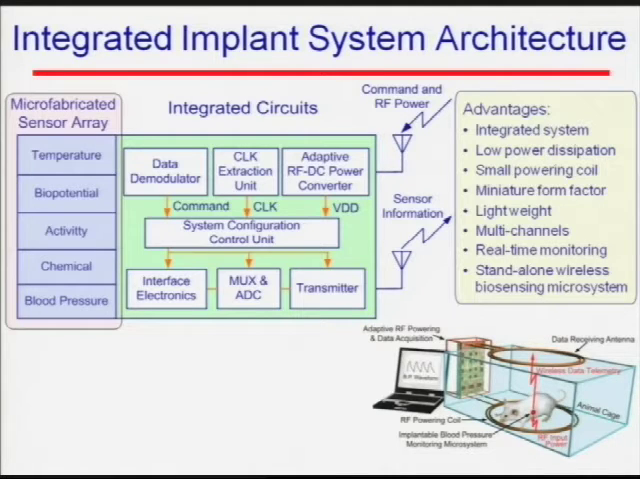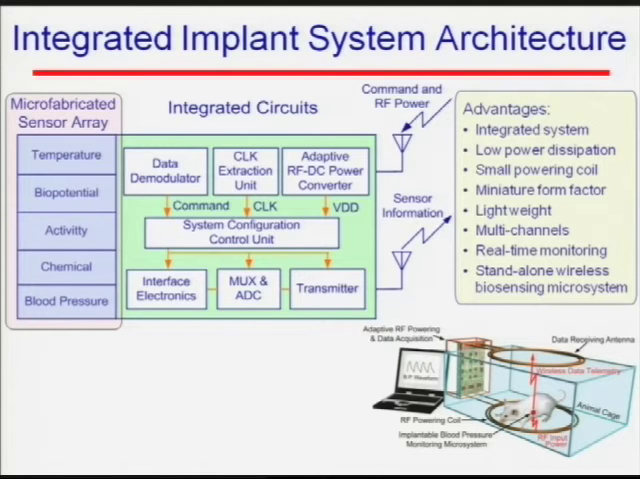On the right-hand side is a system diagram for our integrated circuit design. You can see it consists of interface electronics, because all these sensors need interface electronics to convert the sensor output, whether it's capacitance, resistance, or voltage, into an electrical signal, and multiplexing goes through analog to digital conversion. At this point we get digitized information and transmit it to the external receiver. The chip also contains adaptive radio frequency to DC power conversion. I'll talk about this adaptive part a little more later on.